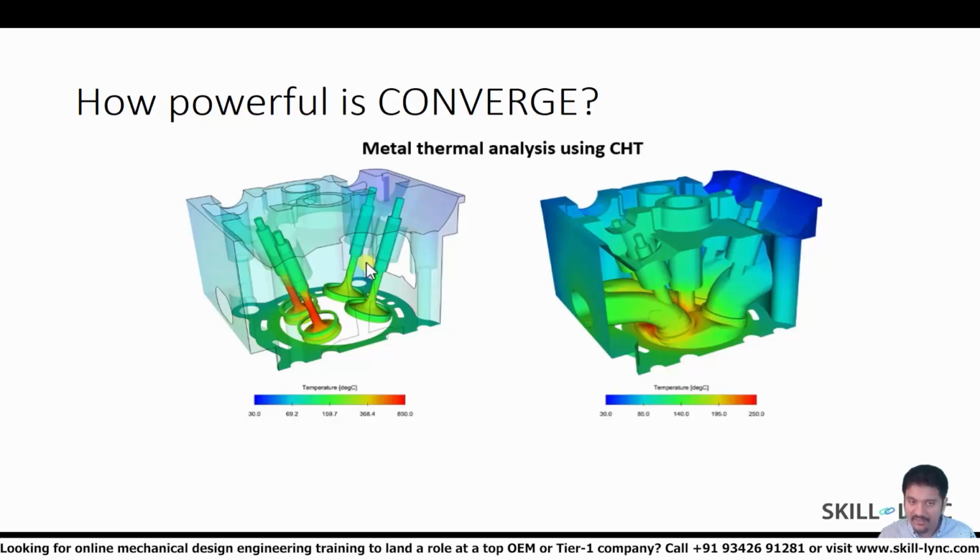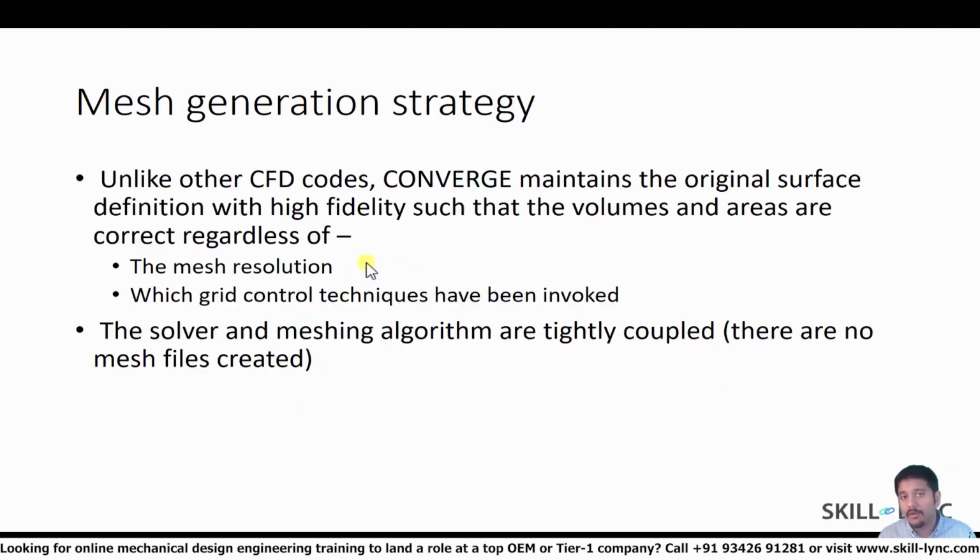Now that we have looked at several case studies, I hope you appreciate how powerful the tool is. Now let us take time to understand the different blocks that make up this particular software. We are going to start with mesh generation, because mesh generation is what sets CONVERGE apart and helps CONVERGE implement a lot of physical models quite easily and accurately. Unlike other CFD codes, CONVERGE maintains the original surface definition with high fidelity, meaning accuracy, such that the volumes and areas are constant regardless of the mesh resolution.